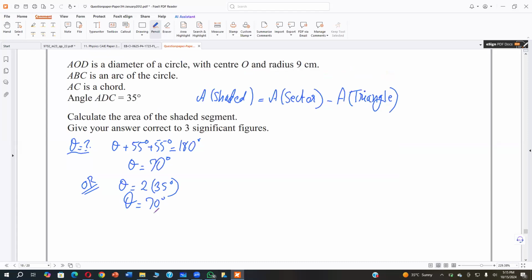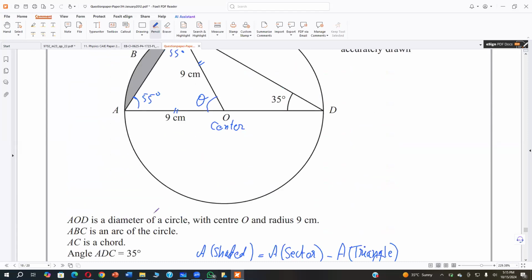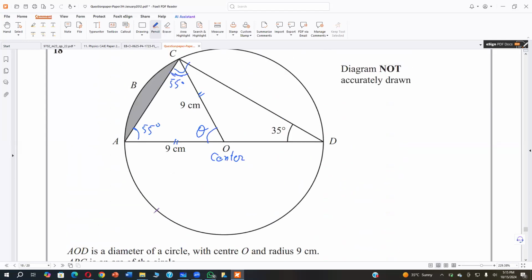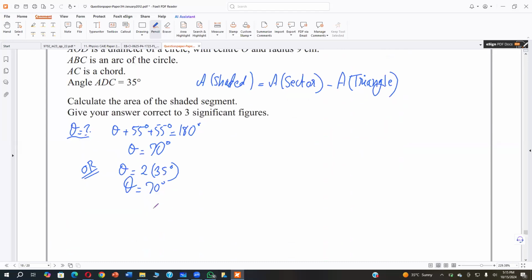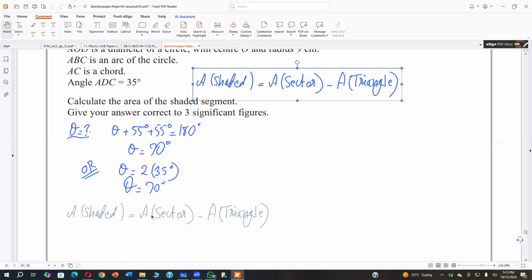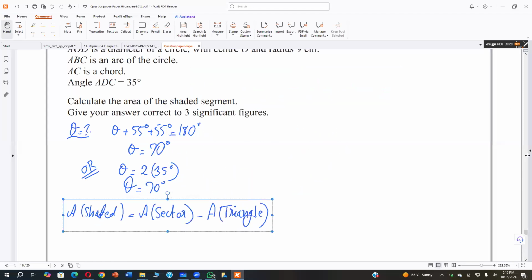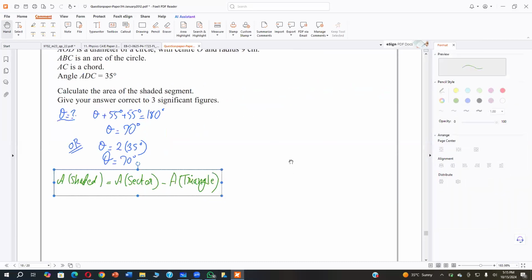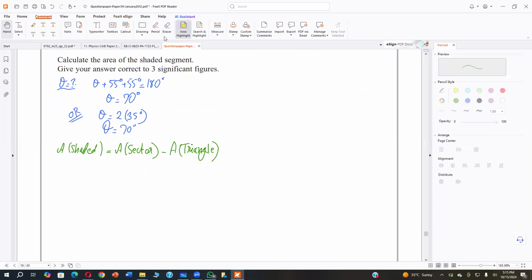Now what is the plan? Area of sector is half r squared theta. Area of triangle is half ab sine C. So we should first find the area of the sector. We have theta now. And now I can tell the examiner that I have the formula and this is my formula. Okay, I put the formula here.